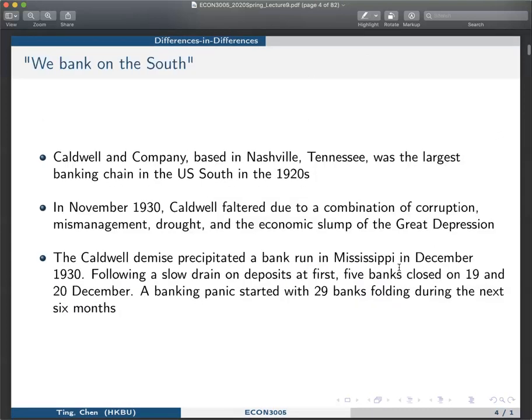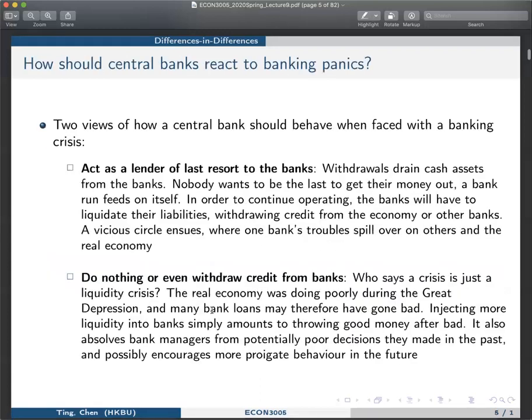This is why I mentioned these events, because later on we will actually use data from these events to answer a very important economic question in the macroeconomy. That is, how should the central bank react to a banking panic? That's a very important economic question, or macroeconomic question, or policy question for the central bank.